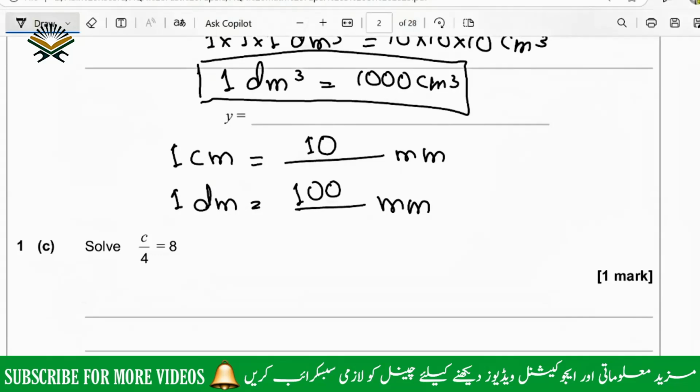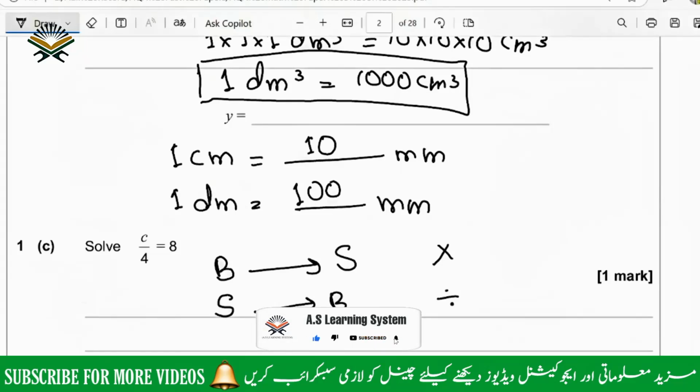Now Shiv, tell me, is centimeter a bigger unit or millimeter? Centimeter is the bigger unit, millimeter is smaller, and decimeter is bigger, millimeter is smaller. Now tell me, when you convert from bigger unit to smaller unit, will you do multiplication or division? Multiplication. And when you convert from smaller unit to bigger unit? Division. Keep these two rules in your mind. It will be very easy when you solve questions related to conversions.